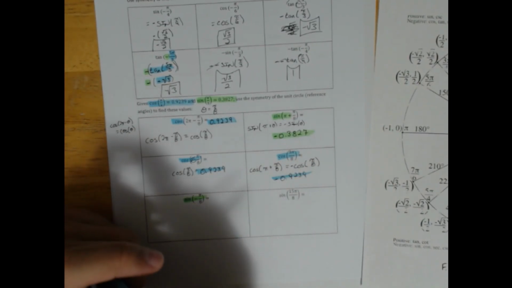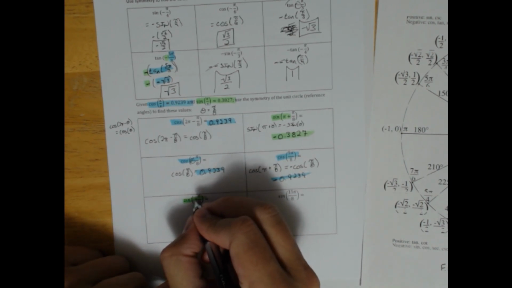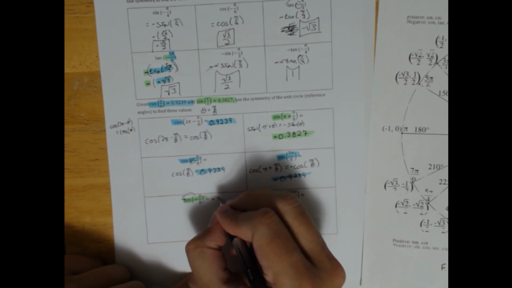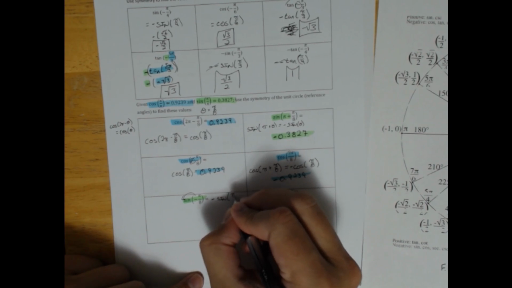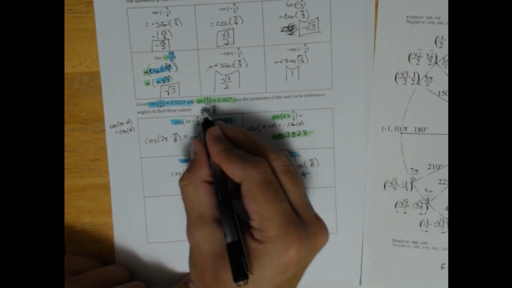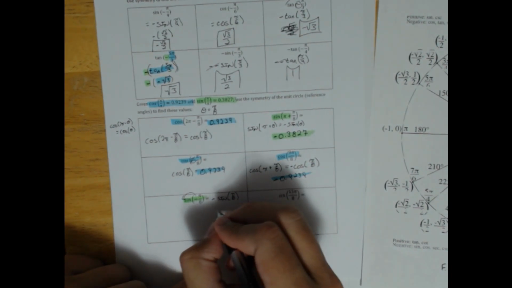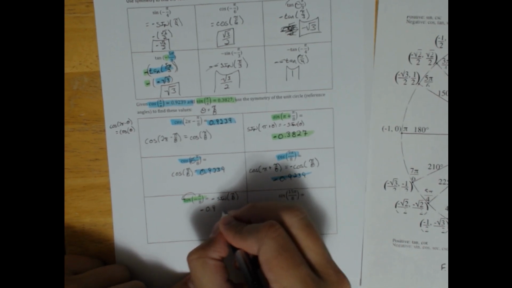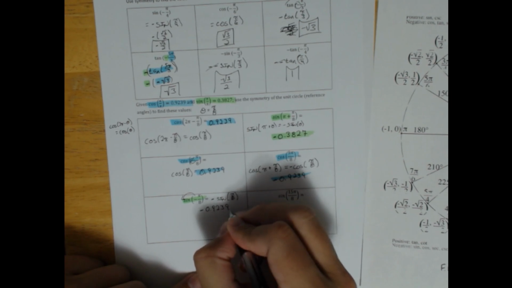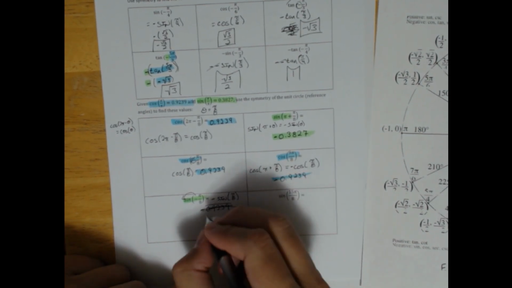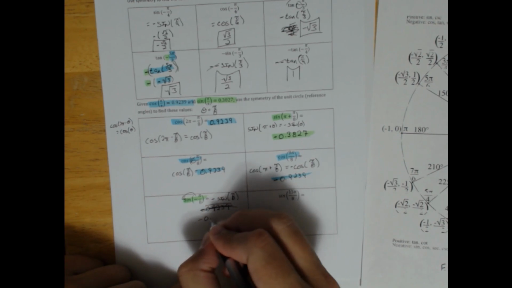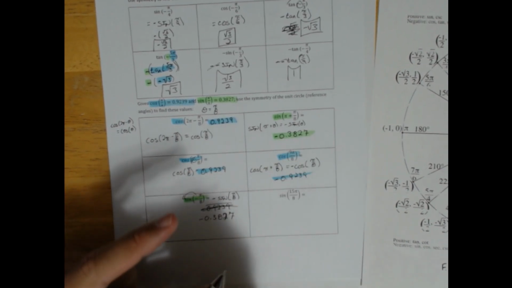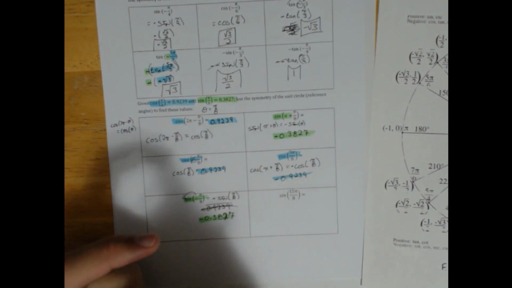Next one's sine. When we have a negative, we need to pull the negative to the outside. It's an odd function, so that's going to equal negative sine of pi over 8. And according to this, sine of pi over 8 is, so that's going to bring down our negative 0.9239. Nope, that's the cosine one. Scratch that, ignore me. Negative 0.3827, which is why I color code them. Helps me keep things straight.